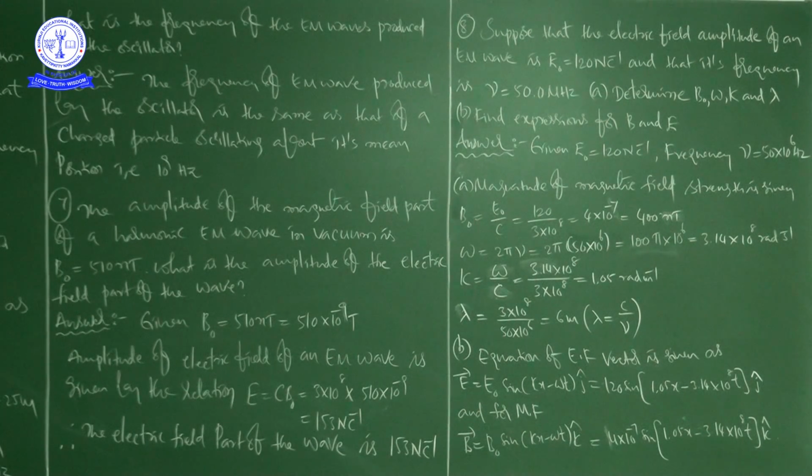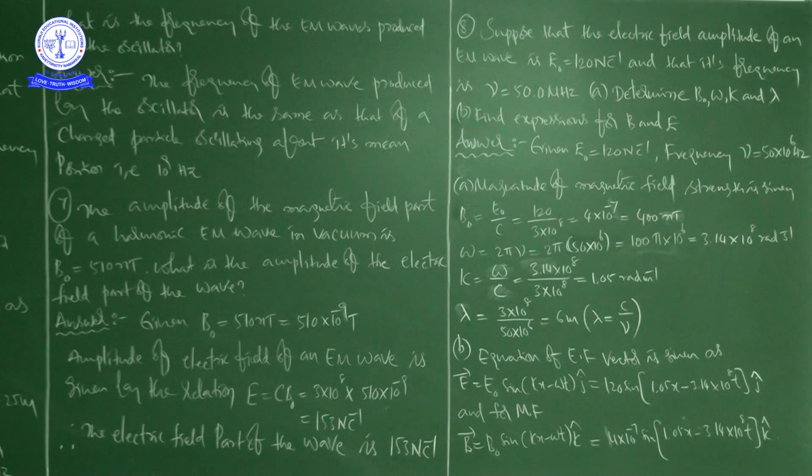Here, suppose the wave is propagating in the positive x direction. Then the electric field vector will be in the positive y direction and the magnetic field vector will be in the positive z direction. This is because all three vectors are mutually perpendicular, right? That's from the definition of an electromagnetic wave.